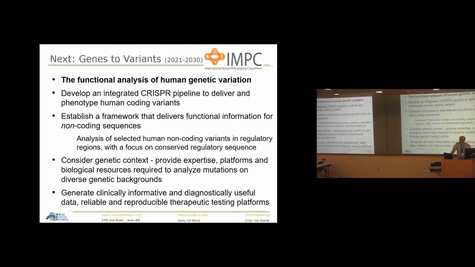So what's next? We're already planning for 2021 to 2030, not that far off. And the idea now is to move from a gene-based analysis to variants, okay? Because that's what we're doing now. And the idea is to do a functional analysis of genetic variation. So with this, our plans are to further develop our CRISPR pipeline to be very, very high throughput, to deliver phenotyping of human coding variants, and establish a framework that delivers functional information for the non-coding sequences.